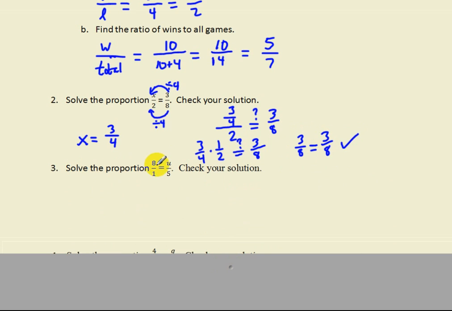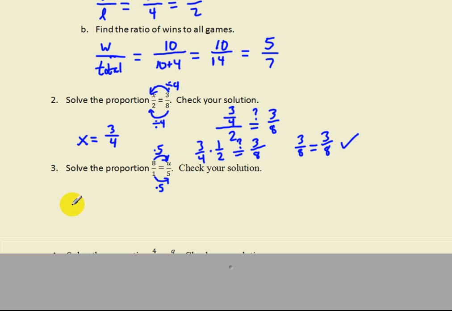Solve the proportion 8 over 1 equals u over 5 and check your solution. So now we're going from the first ratio to the second. In order to get from 1 to 5, we have to multiply by 5. So we're either multiplying or dividing, not adding or subtracting. And then to get from 8 to u, we need to multiply by 5.